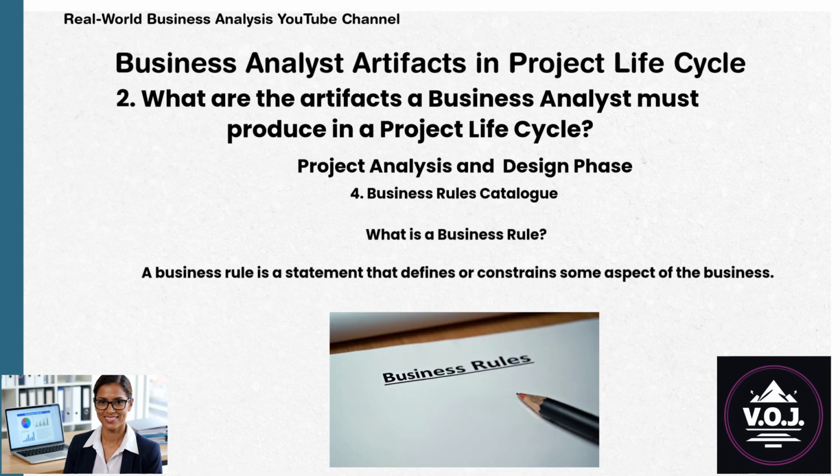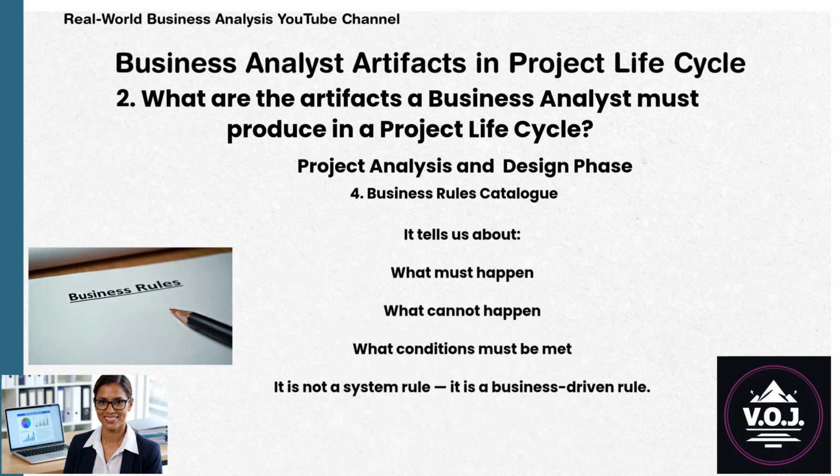Let us start by defining a business rule. A business rule is a statement that defines or constrains some aspect of the business. It tells us what must happen, what cannot happen, and what conditions must be met. It is not a system rule, it is a business-driven rule.